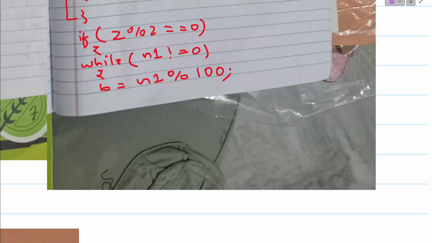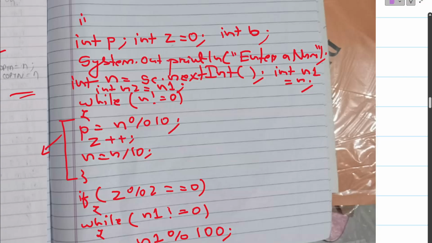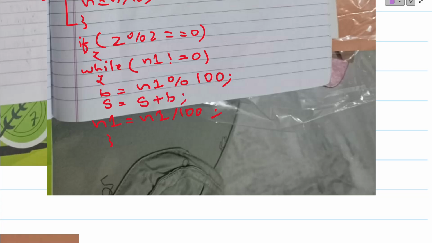Here I need to initialize another variable s to store the sum of the digits. S is equal to 0. Here s is storing b. Now my n1 is becoming n1 divided by 100. So by this, s is equal to s plus b has to be done. The sum of those double digits, whatever number was taken, will be stored here by adding up.